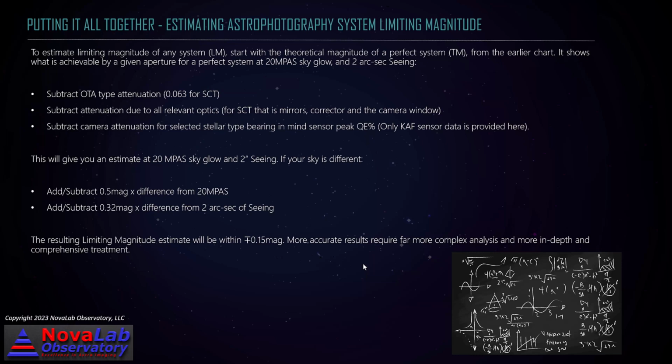If you don't live under 20 magnitude skies with 2 arc seconds of seeing, if it's different, you will subtract or add half a magnitude times the difference from 20 magnitudes per arc second. And if you have a seeing that's not 2 arc seconds, you will do the same thing using 0.32. So if your seeing is 3 arc seconds, the difference is 1. You will subtract 0.32 magnitudes from that graph. If it's 1 arc second, the difference is, in this particular case, -1. You will add 0.32 magnitudes. So in other words, you will be able to see better. And the estimate will typically be within plus or minus 0.15 magnitudes of accuracy. If you need more accurate results, that requires a lot more complex analysis and a lot more in-depth treatment.